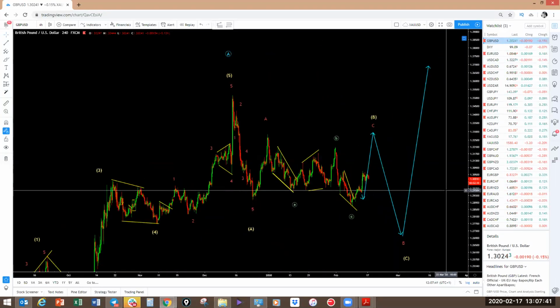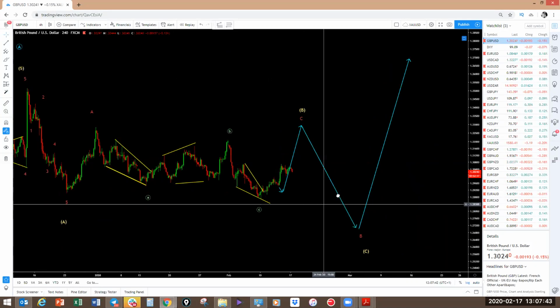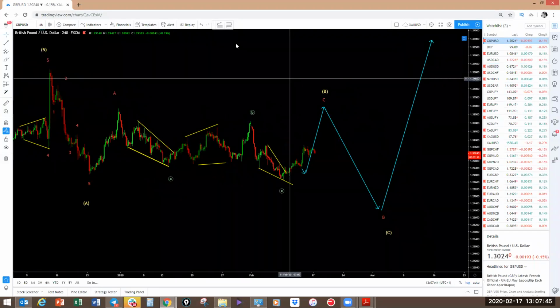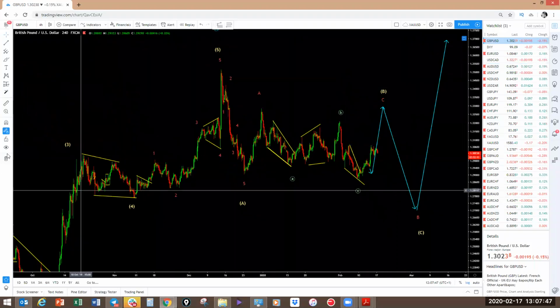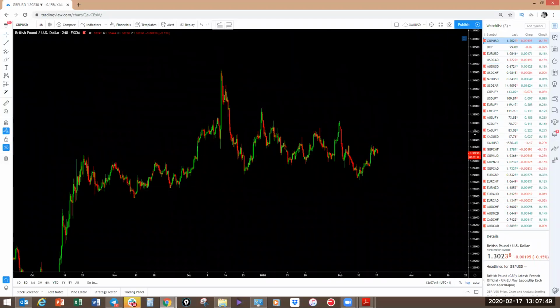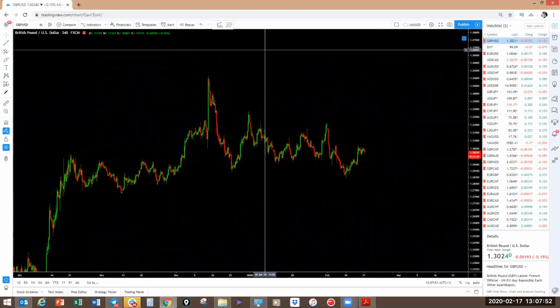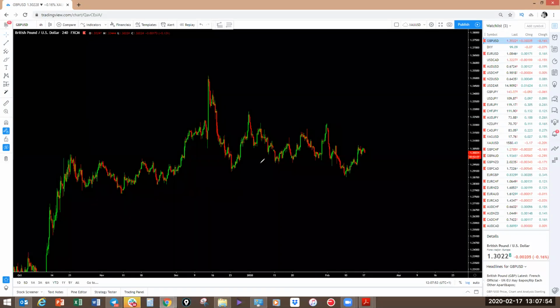Okay, I see that pound US dollar is making this move here. It's making a corrective structure. Let's show it on the 4-hour first, with the structure and the labeling switched off. This is what we're looking at on the pound US dollar.